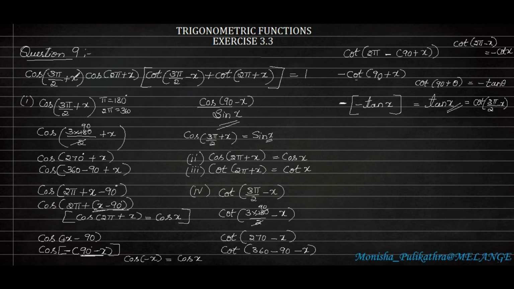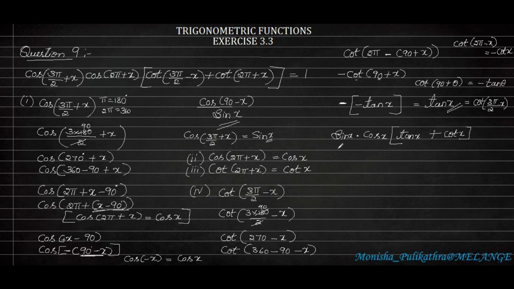So since we got the value for all the sections here, we have to substitute. The first one, cos 3 pi by 2 plus x, is equal to sin x. So first I will be substituting sin x here into, so cos 2 pi plus x is cos x, and here there is a bracket. So cot 3 pi by 2 minus x is tan x, plus cot 2 pi plus x is cot x.